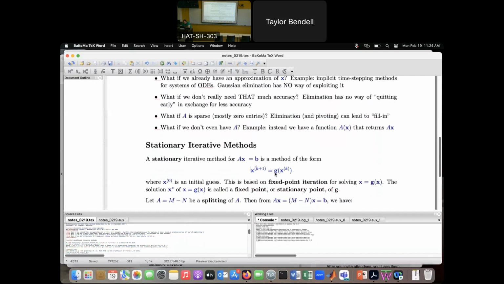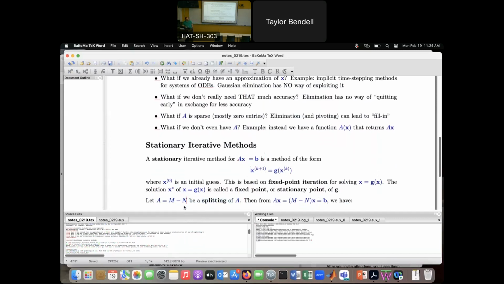Now, what the function g is, the devil's in the details on that one. How are we going to come up with a function g so that if we keep carrying out this kind of substitution, we would end up with the solution to Ax equals b? The way that's done for stationary iterative methods is through what's called a splitting of A. So I go ahead and write A equal to M minus N.